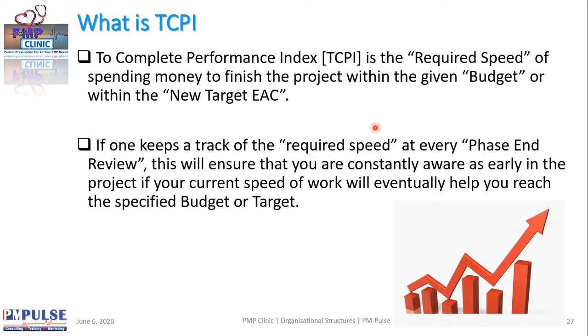Now, the beauty is that once you calculate your TCPI, that is your required speed of spending money, you can then use it as a validation technique. So once I realize, okay, I'm supposed to spend the money at this speed, then after every reporting period, I can check: was my required speed this, and what is my current speed? Does it match? Oh yeah, it matches. Perfect. So I'm on the right track. So you keep on validating whether we are on the right track or not, and that gives you a lot of control over the project.